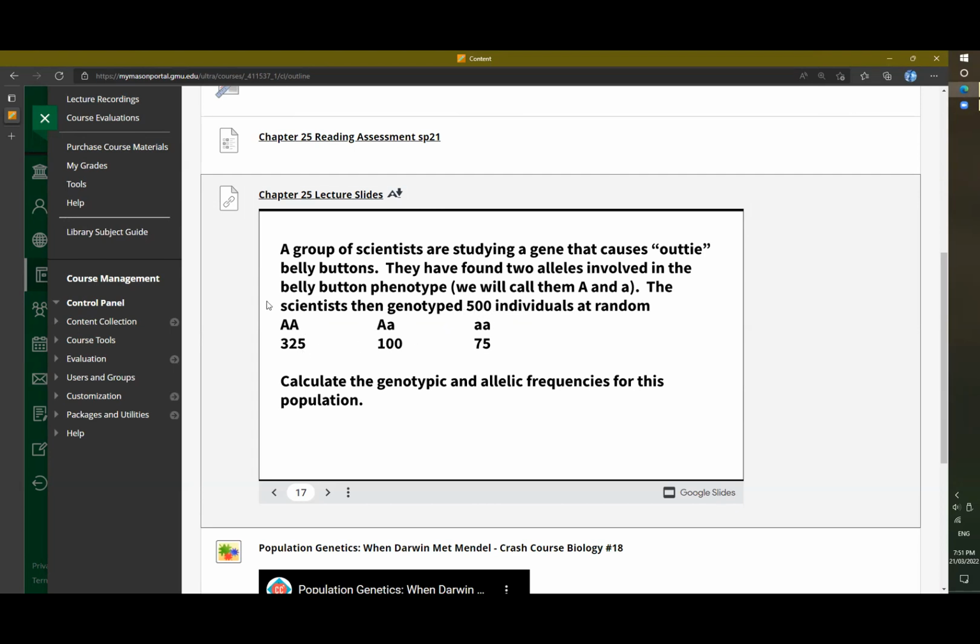And so for the genotypic ratios, the genotypic ratio of the homozygous dominant is going to be the number of homozygous dominants divided by the total number of individuals, which, like someone just said, is 325 divided by 500. And then for Aa, it's 100 divided by 500. And then the homozygous recessive is 75 divided by 500. And so those are the genotype frequencies for the individual genotypes: homozygous dominant, heterozygous, homozygous recessive.